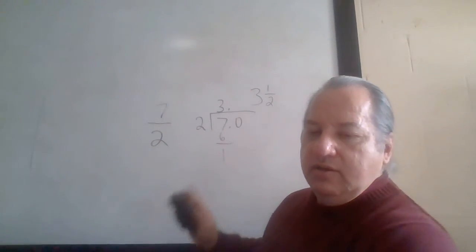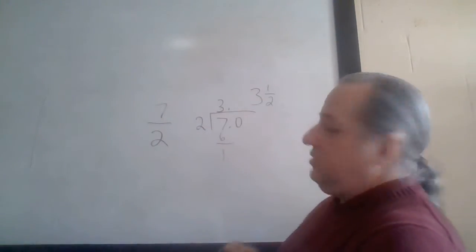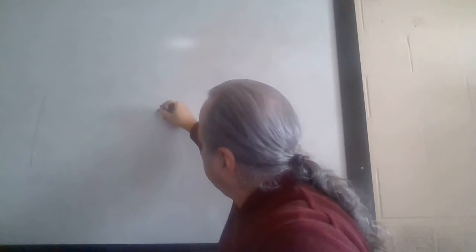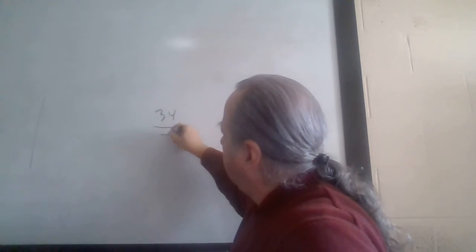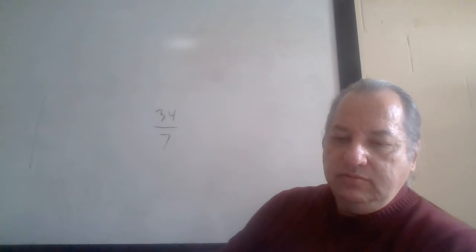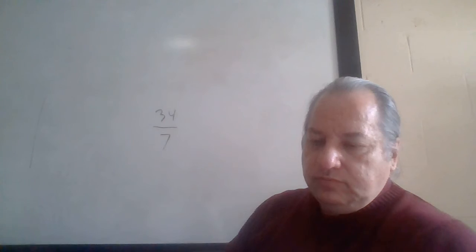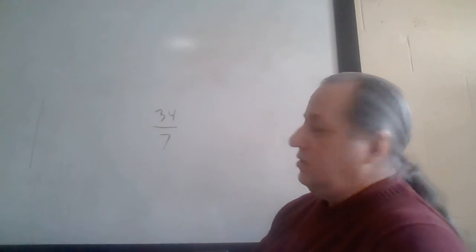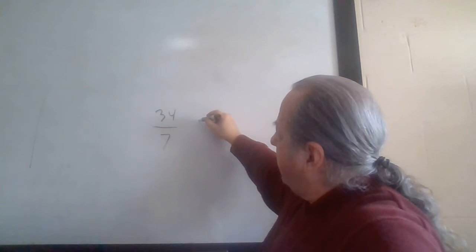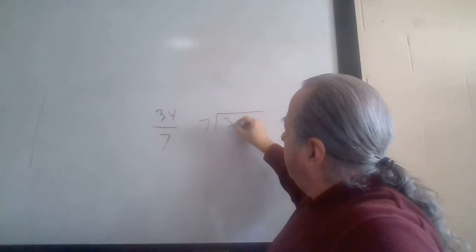Let's try another one. I'll have you do this one. 34 over 7. So hit the pause button now. Okay, let's see how we did. Division problem, 34 divided by 7. So it sets up this way.